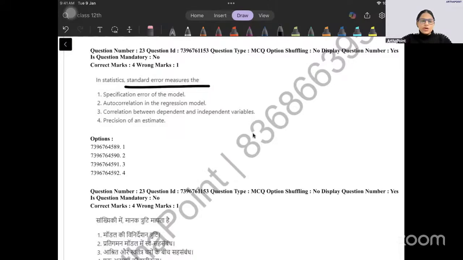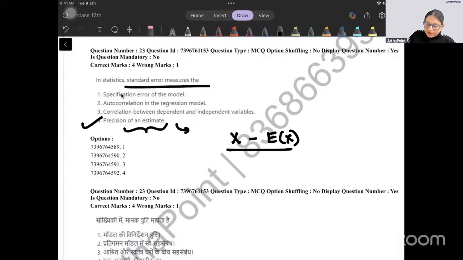Yes, all of you are correct. In stats, standard error always measures the precision of an estimate. So whenever we do any kind of hypothesis testing, whenever we create any standard variable, we always say the variable minus its expected value divided by the standard error of that variable. So this helps me understand the precision of the estimate, right? So that is correct. The answer will be 4.